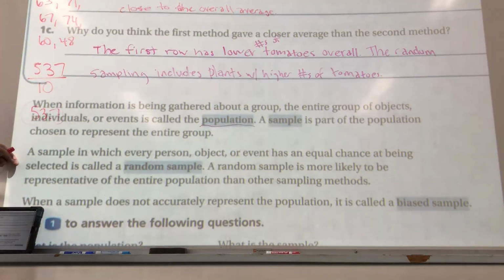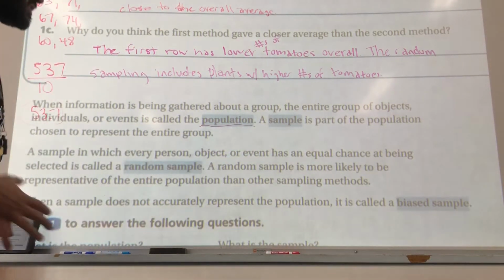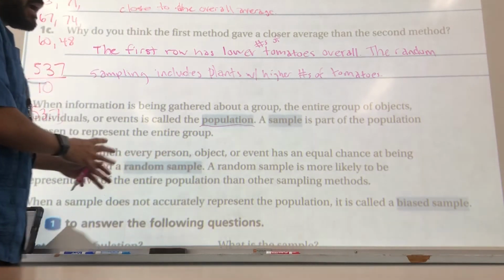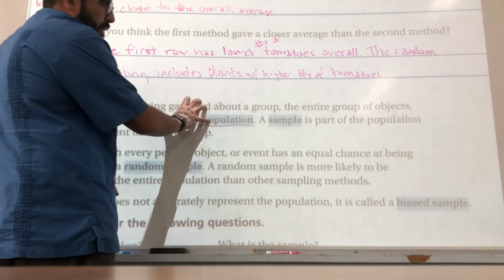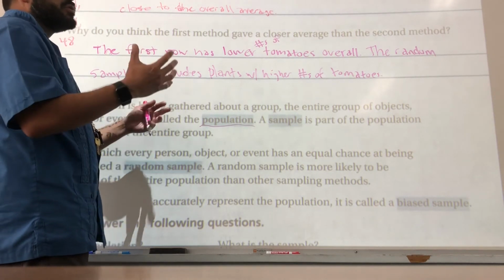A sample in which every person, object, or event has an equal chance of being selected is called a random sample. A random sample is more likely to be representative of the entire population than other sampling methods. So if we just took 7th grade, you guys are not going to represent the entire population the way that just grabbing random students would.